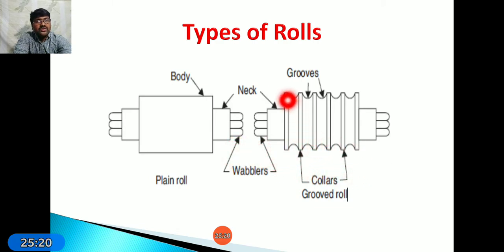Based on the size of the workpiece, we have to select the grooves. The workpiece passes in between the grooves. We have to reduce the diameter of the wire or bar. But in the case of flat, we have to make thick material into thin material by passing it in between the plain rolls. Like that, the roll process will be carried out.